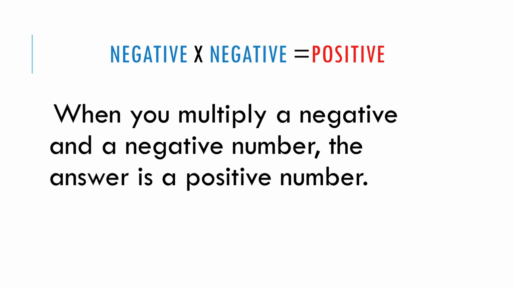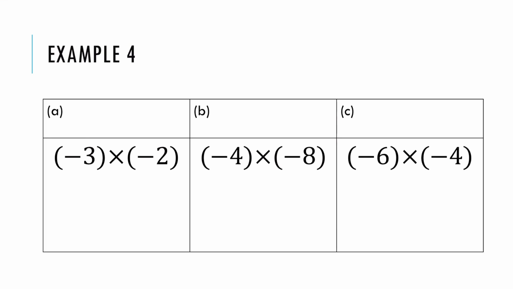So lastly, for the multiplying, when you multiply two negative numbers together, the answer is positive. So negative 3 times negative 2. Negative times a negative is a positive. 3 times 2 is 6. Negative times a negative is a positive. 4 times 8 is 32. Negative times a negative is a positive, and 6 times 4 is 24.